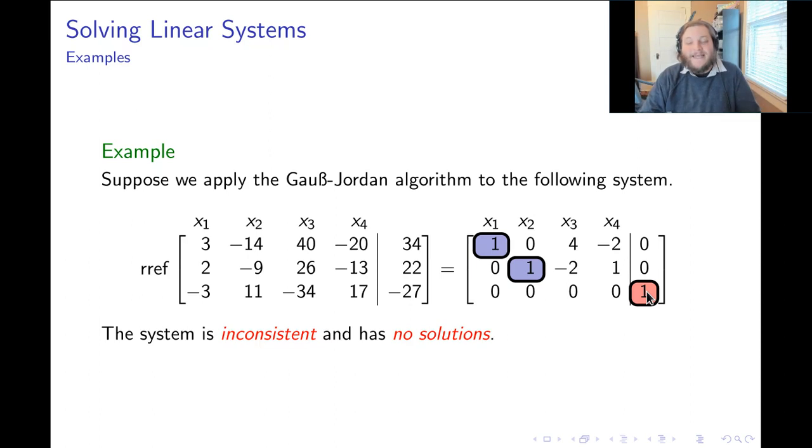This is an inconsistent system, and we'll never find a solution no matter how hard we try, because there is no solution. This is not so easy to see in the original system, because the original system has all of this noise in it. The Gauss-Jordan algorithm strips the noise out and allows us to see clearly what's going on.